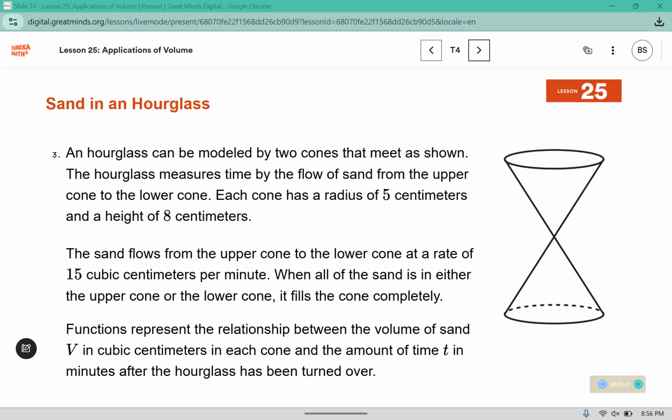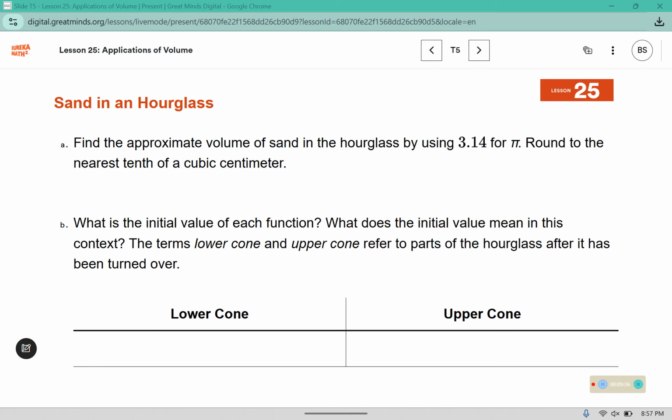Functions represent the relationship between the volume of sand, V, in cubic centimeters, in each cone, and the amount of time T in minutes after the hourglass has been turned over. A asks us to find the approximate volume of sand in the hourglass by using 3.14 for pi and rounding our answer to the nearest tenth of a cubic centimeter.